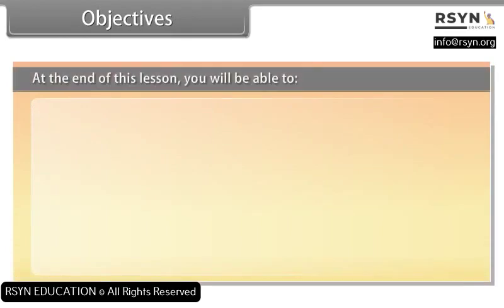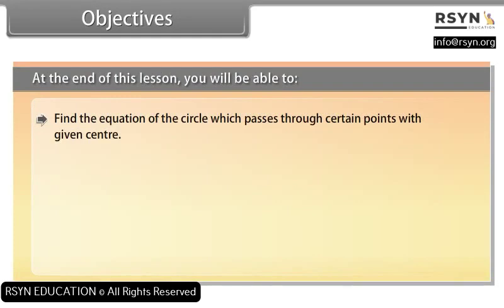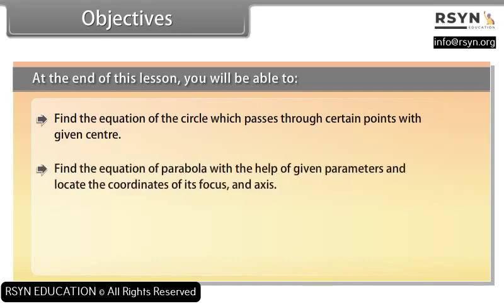Objectives. At the end of this lesson, you will be able to find the equation of the circle which passes through certain points with a given center. Find the equation of a parabola with the help of given parameters and locate the coordinates of its focus and axis.